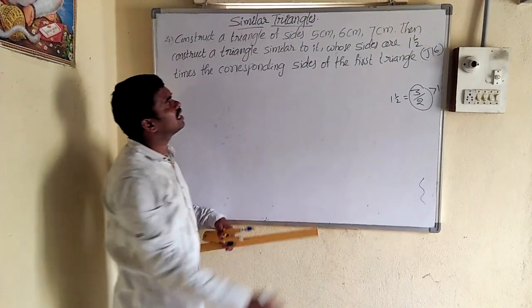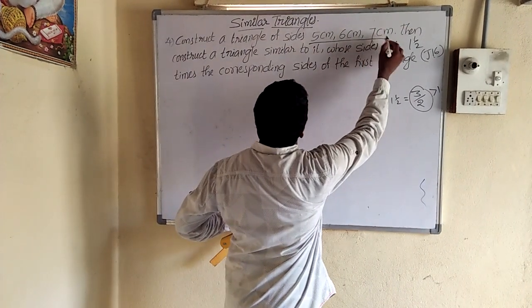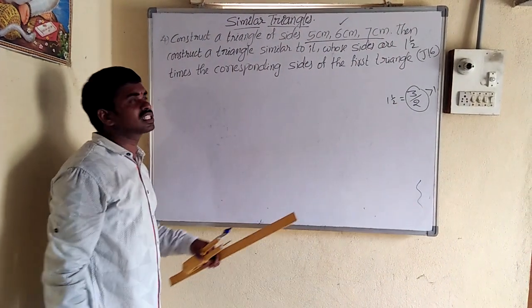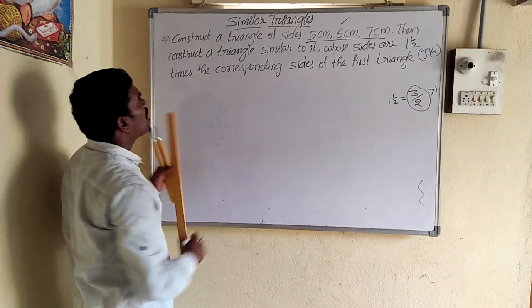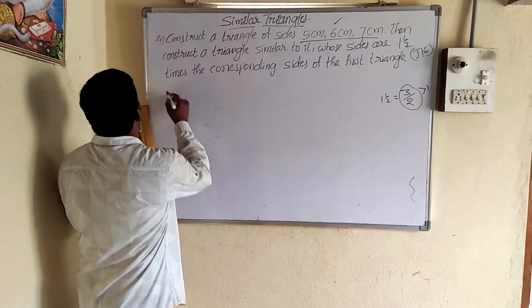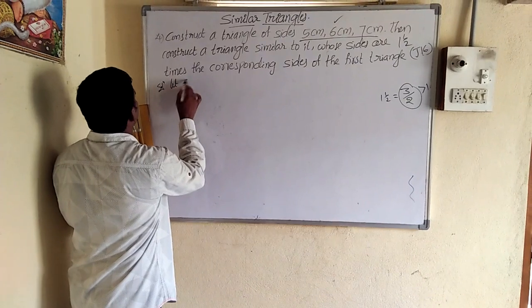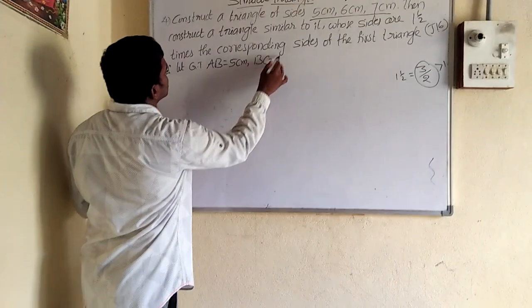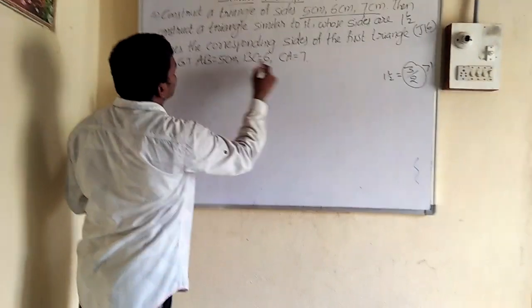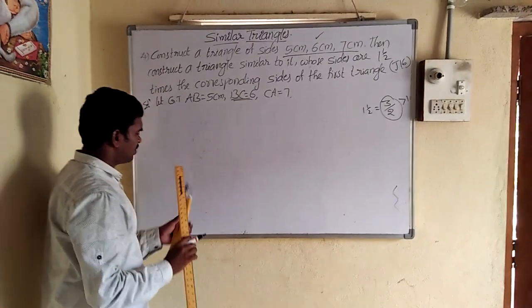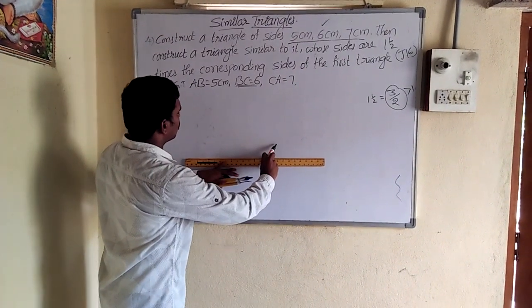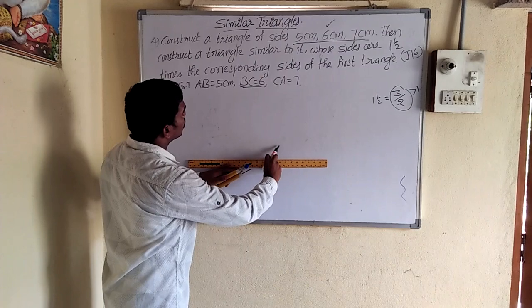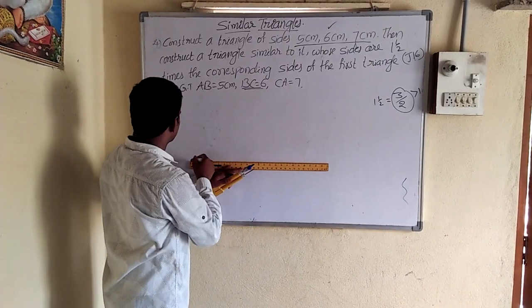So what is the given triangle? The given triangle measurements are 5, 6, 7. Here no triangle name is mentioned, so I am taking the triangle as ABC. Solution: let me take AB equal to 5 centimeters, BC equal to 6, and CA equal to 7. First I am taking BC in the middle. How many centimeters is BC? 6 centimeters. So I'm drawing 6 centimeters.